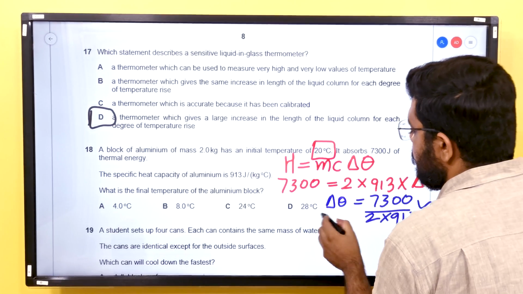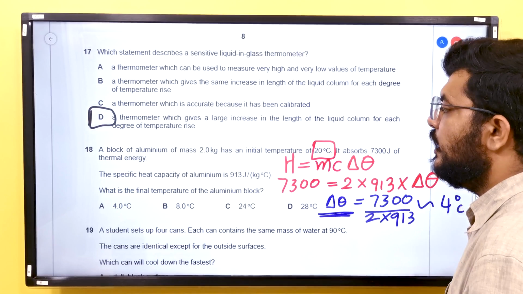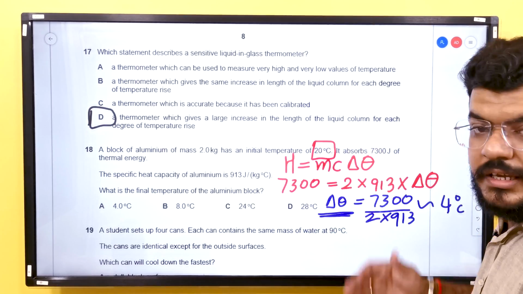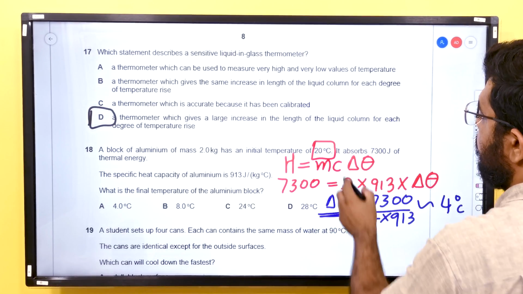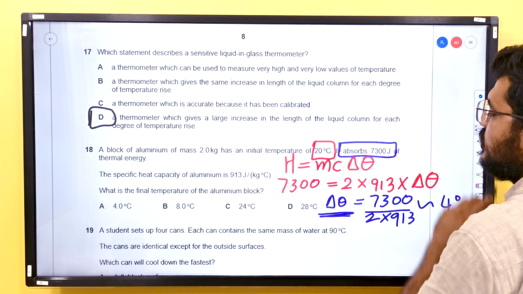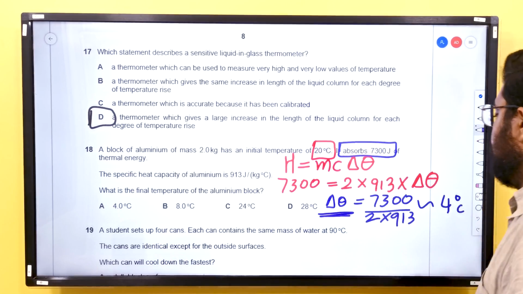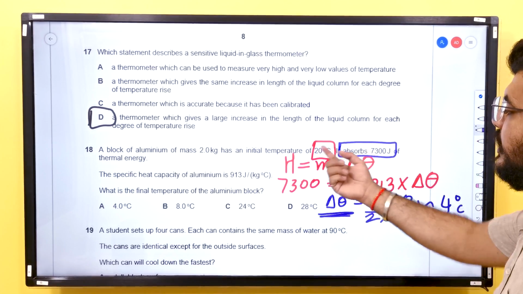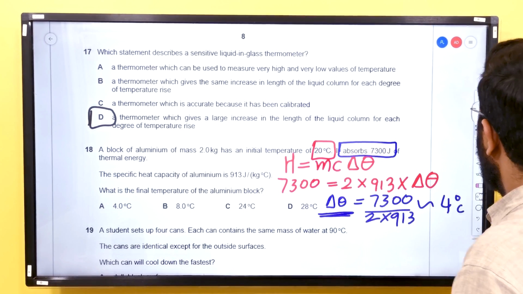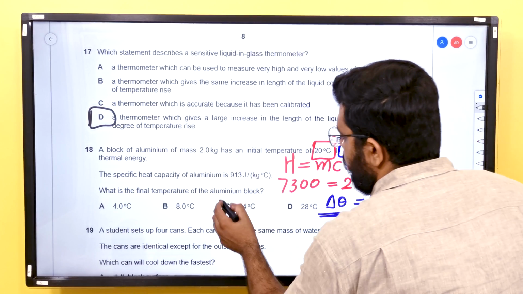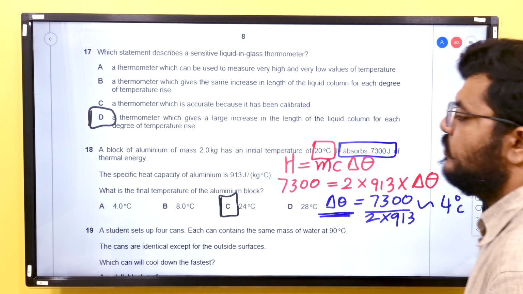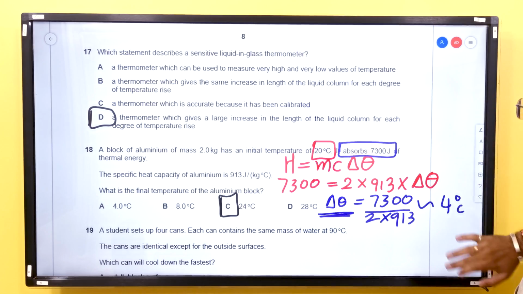But this is the temperature change, right? Is it increasing or decreasing? Let's see. It absorbs 7300 joules of energy, which means the temperature is increasing. It is increased by 4. So 20 plus 4 will give you 24. So your final temperature is 24 degrees Celsius.